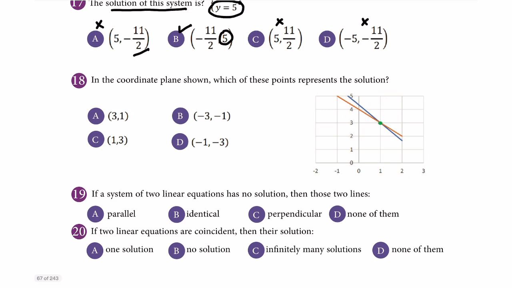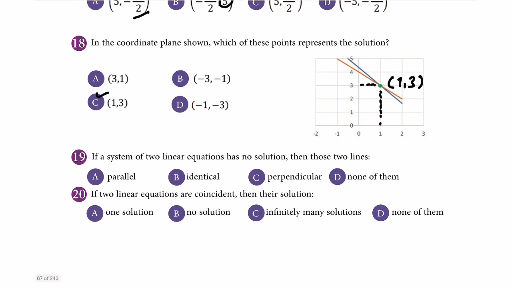In 18, it says in the coordinate plane shown, which of the points represents the solution. So I'm going to put this one here and this one here. So we get 1 and 3. So which one has the 1 and 3? C. Without any steps. If a system of two linear equations has no solution, then those two lines are parallel, perpendicular, or neither, so parallel.